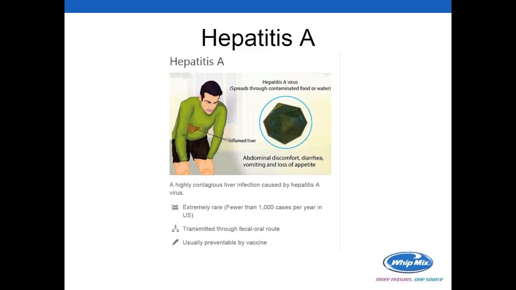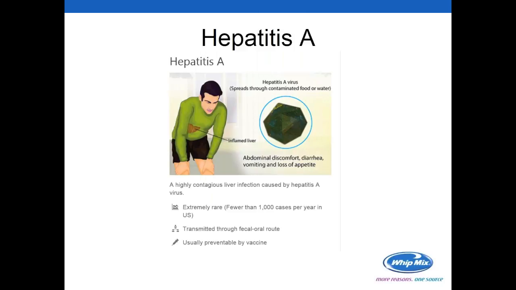It's rare. According to this study, there's fewer than 1,000 cases a year in the US. It is transmitted, and you're going to love this, through the fecal oral route, which means somebody went to the bathroom, didn't wash their hands, transferred it somehow to the next person. Okay, it's gross, and we can take care of that. It doesn't take a lot to fix that.